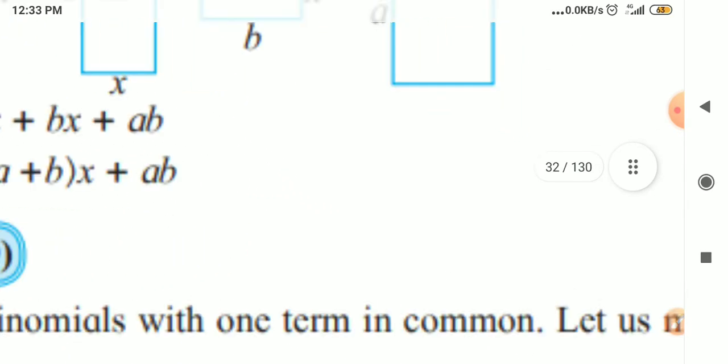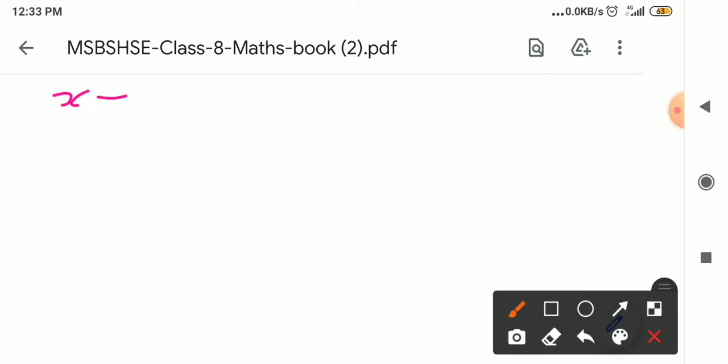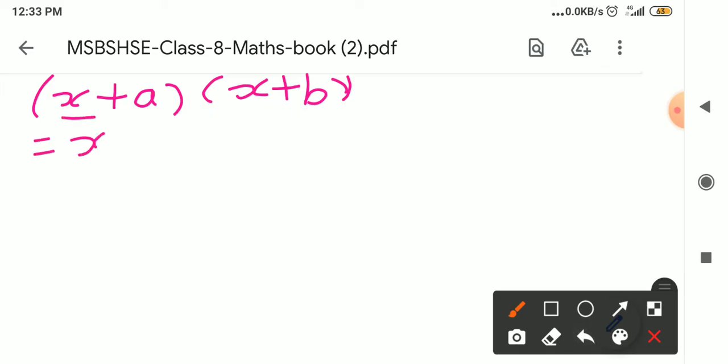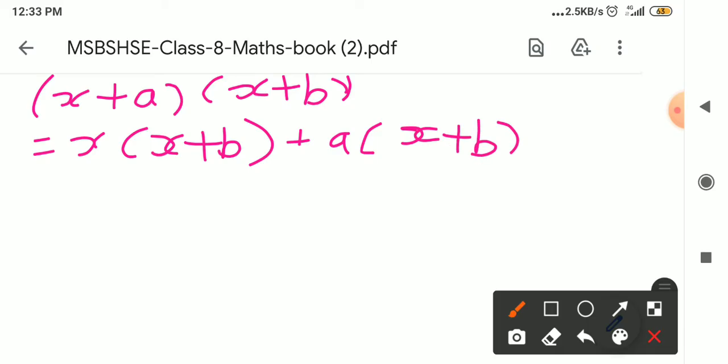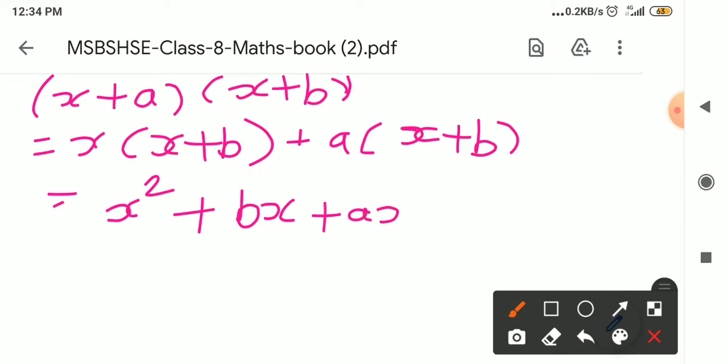(x plus a) and (x plus b). First of all, how we are solving it: x into this whole bracket, so x into (x plus b), and this a into this whole bracket, a into (x plus b). Solve it. x into x, x square. x into b, xb or bx. a into x, ax. Here we have done the multiplication, and a into b, ab.